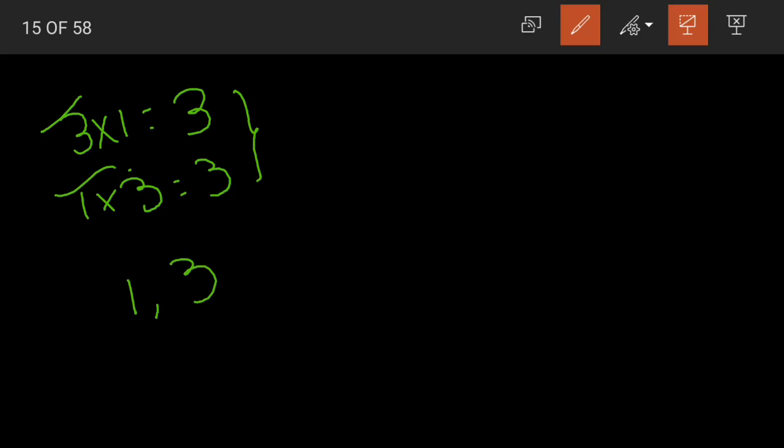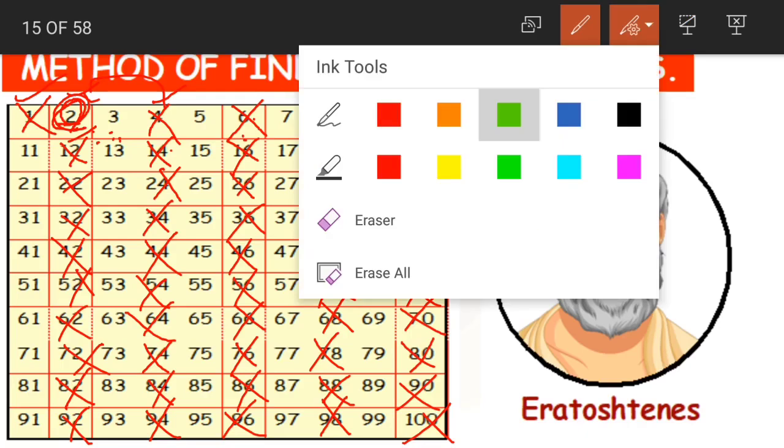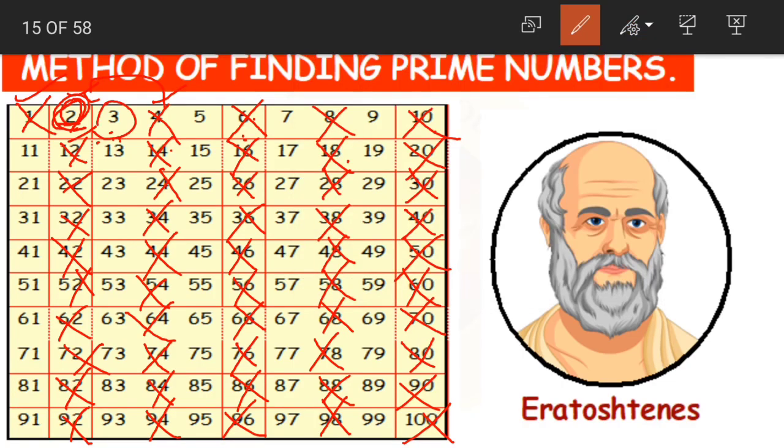What are the factors of 3 now? 1 and 3 are the factors of 3. 1 and itself. So that makes 3 a prime number. What are we doing with prime numbers here? Circling. So 3 becomes a prime number. Again, all the multiples of 3 are to be crossed. Yes, put a cross on them. Why? Because again they have more than 2 factors. So the numbers will have 1 and themselves as their factors and also 3 will be their factor.